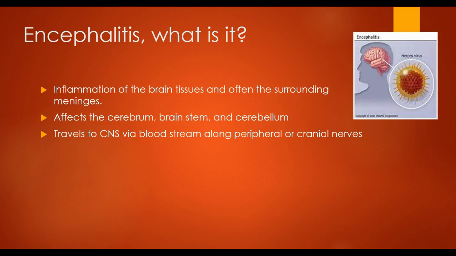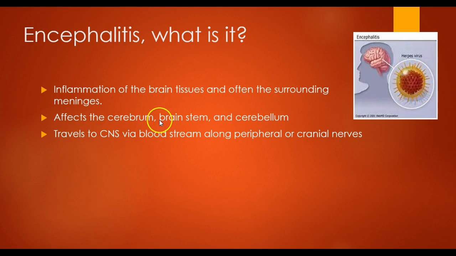So it's inflammation of the brain tissue and often the surrounding meninges. So it's, again, not just meningitis, which is just affecting that three-layered meningeal tissue, right? That covering of the brain, the arachnoid and dura mater and pia mater. But beyond that, actually into the brain parenchyma or brain tissue itself, it affects the cerebrum, brain stem, and cerebellum. So as you can see, the name indicates itis, or inflammation of that brain tissue, that brain parenchyma, the brain stem and cerebellum.